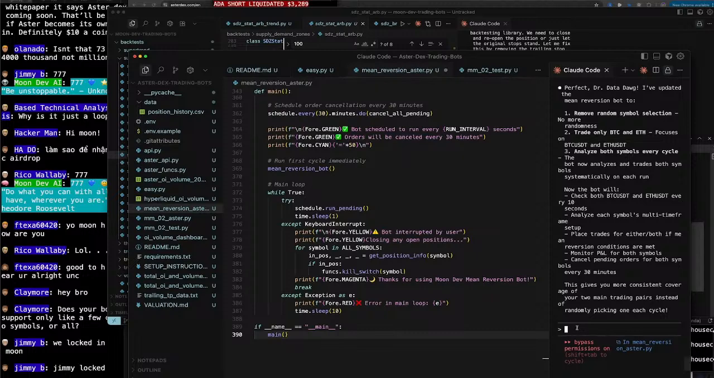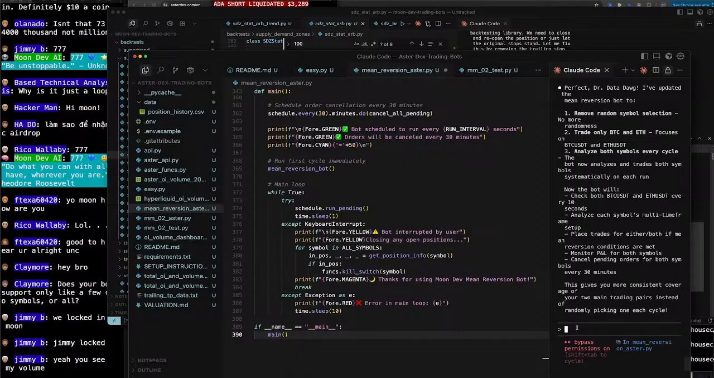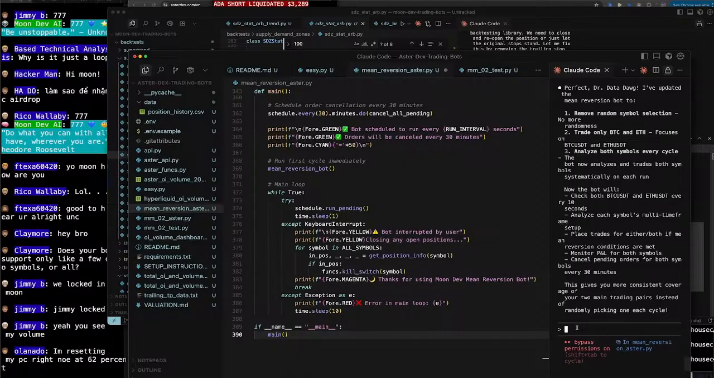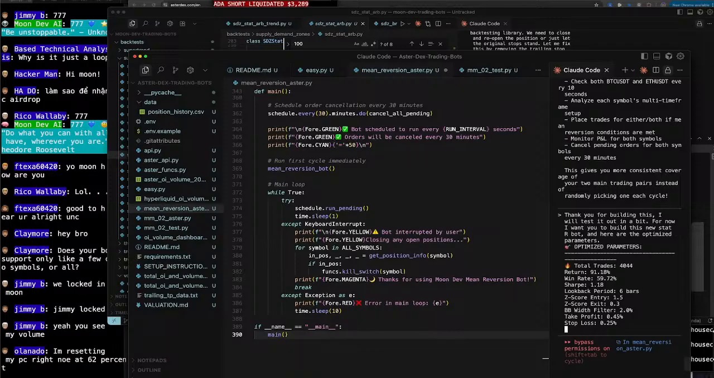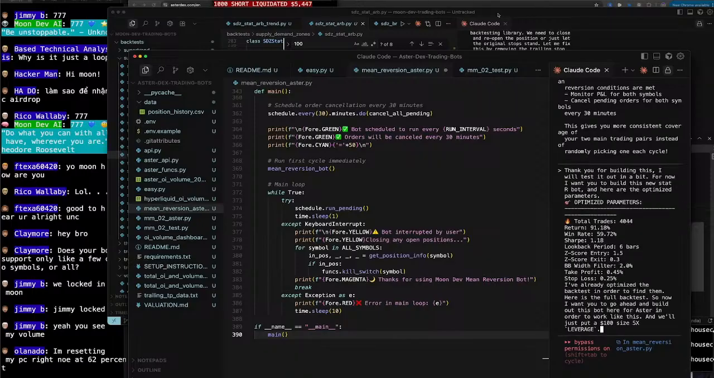For now, I want you to build this new stat arb bot, and here are the optimized parameters. I've already optimized the backtest in order to find them. Here is the full backtest. So now I want you to go ahead and build out this bot here for Aster in order to work like this. And we'll just put a $100 size, 5x leverage.